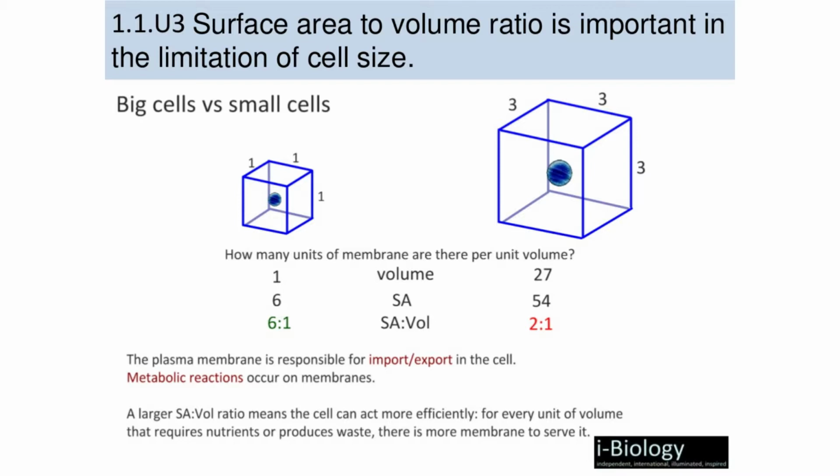Surface area to volume ratio is important because it limits the sizes a cell can be. Bigger cells usually have a lower surface area to volume ratio, and smaller cells have a larger surface area to volume ratio. This is why smaller cells are more efficient, because for every unit of volume that requires nutrients or produces waste, there's more membrane to serve it. And since smaller cells are more efficient than larger cells, cells usually stick to being small.